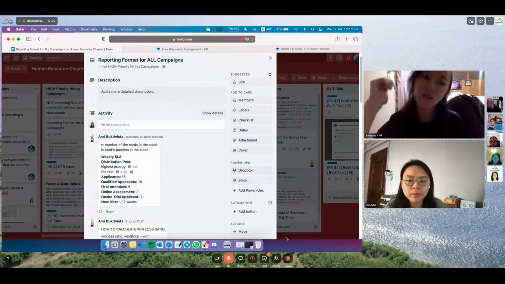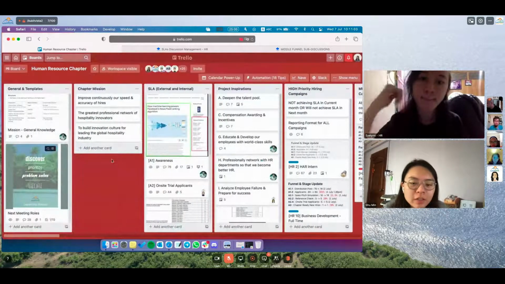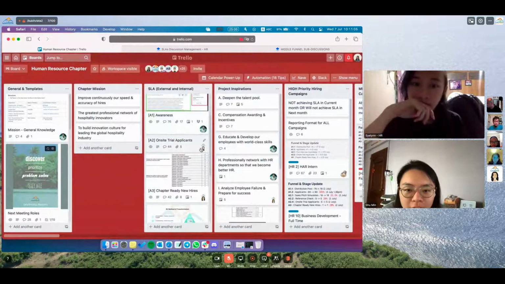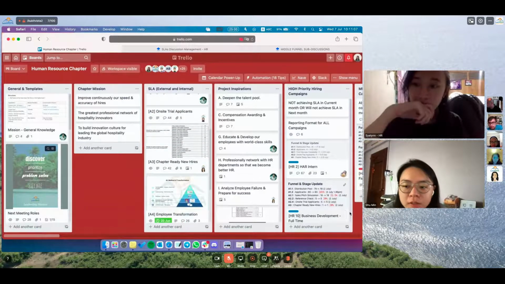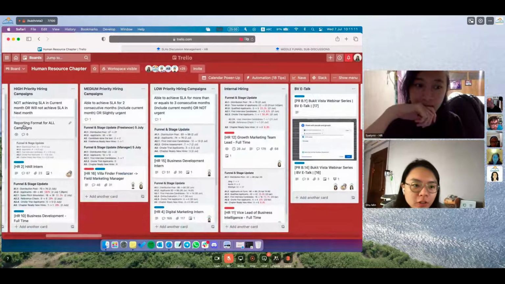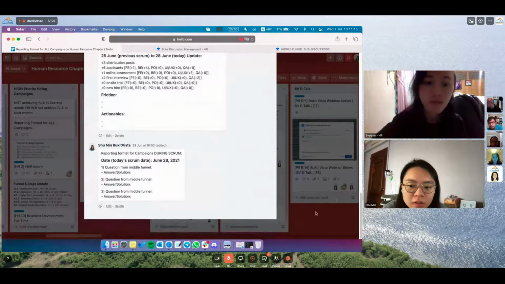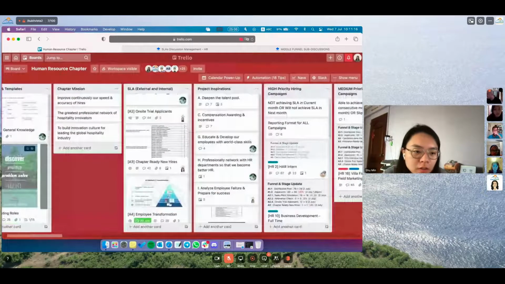Okay, then I think the next question may be to RV. Let me see. We had this discussion on the percentages. I think it's on the other card.